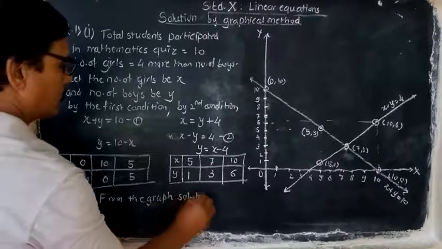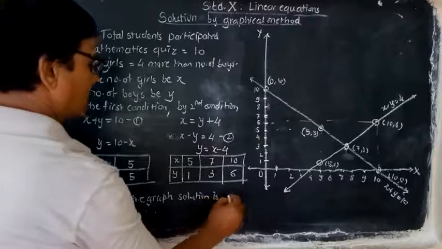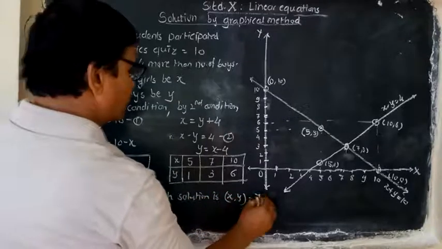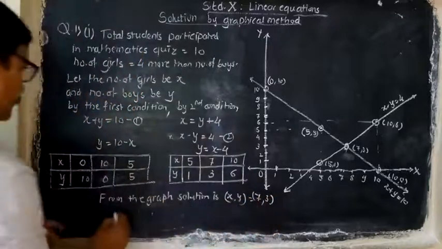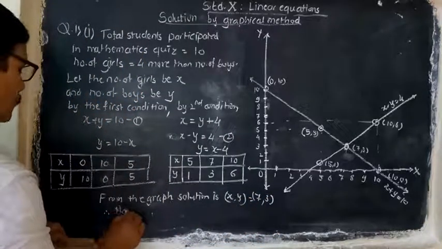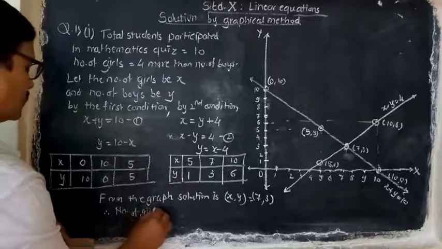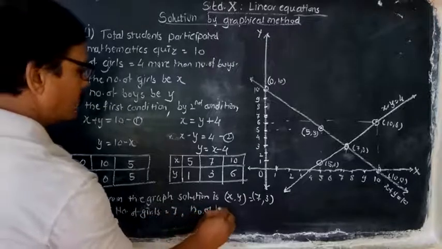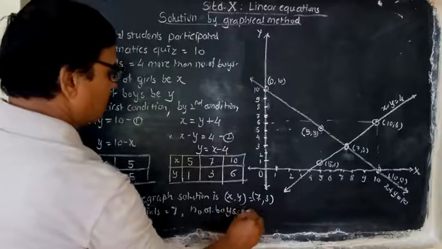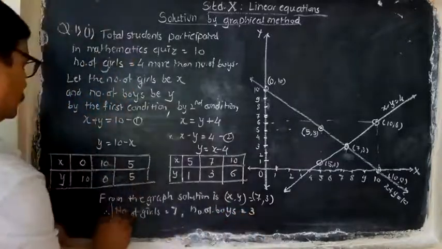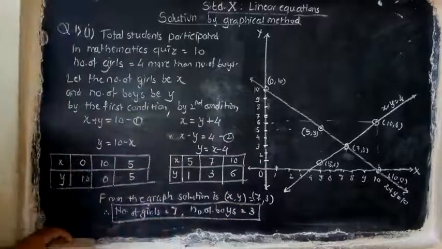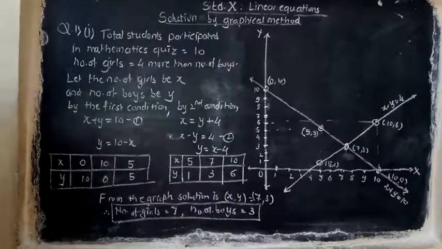Solution is xy is equal to 7, 3. Therefore, the number of girls in the class is equal to 7. The number of boys in the class is equal to 3. Now this is our final answer in words. Now look at it carefully.